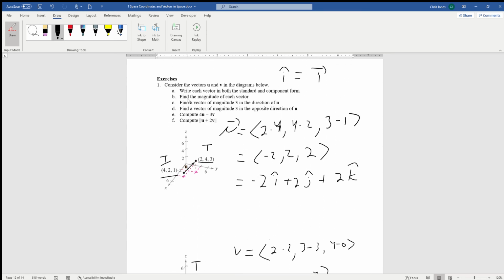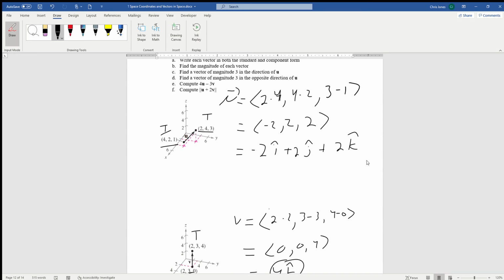If I want to find the magnitude of each of the vectors, I'm going to find the magnitude of u. That's going to be equal to the square root of negative 2 squared plus 2 squared plus 2 squared. That's root 12, because we would have 4 plus 4 plus 4. Or, since 12 is 4 times 3, we could write that as 2 roots of 3.